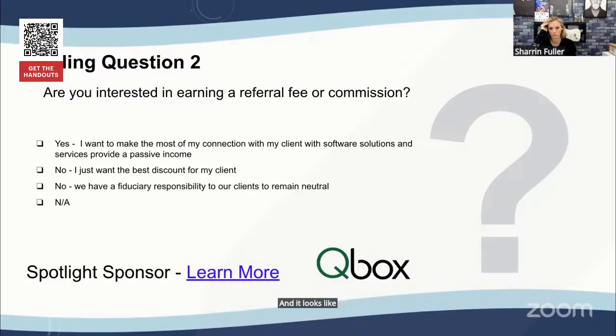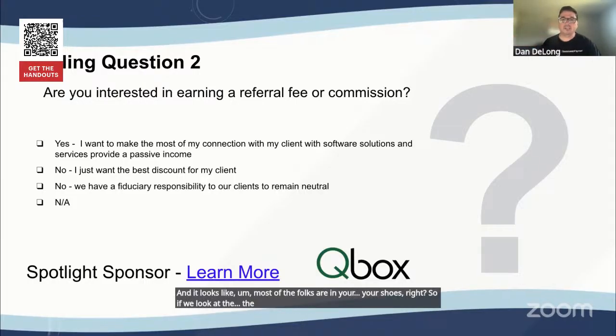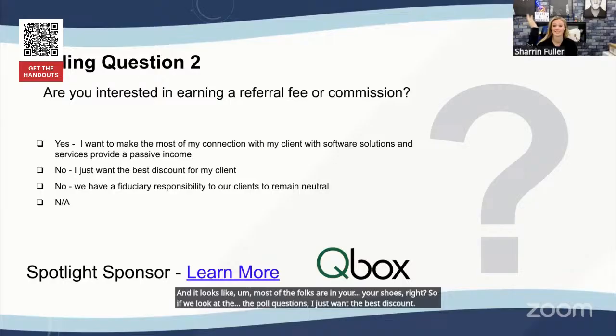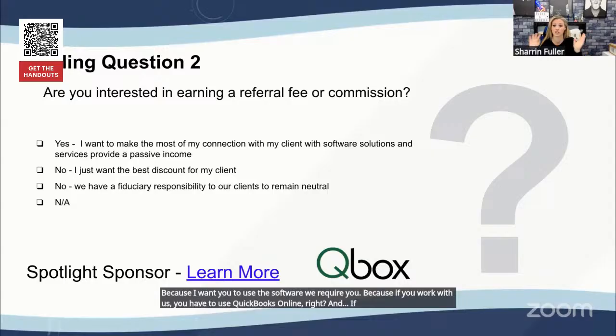And it looks like most of the folks are in your shoes, right? So if we look at the poll questions, I just want the best discount for your client. Because I want you to use the software we require. Because if you work with us, you have to use QuickBooks Online, right? And if I'm requiring it, I want you to get the best deal because you can't work with us otherwise. It's inefficient for our firm. So, or the firm I used to have.